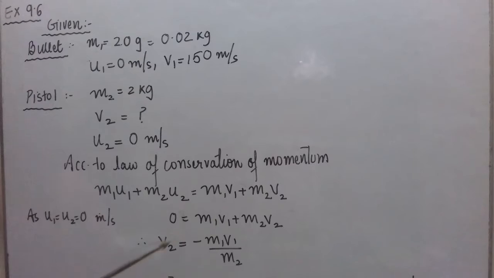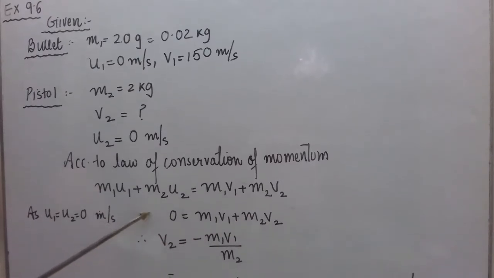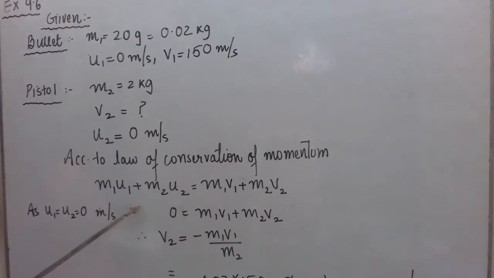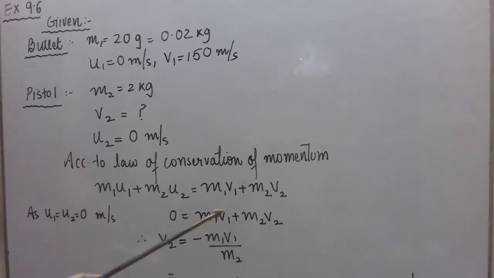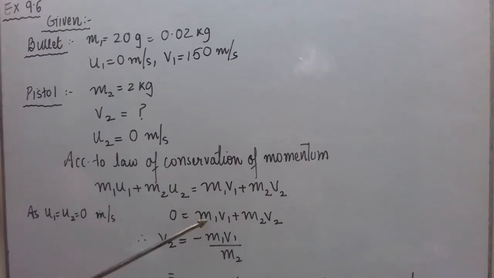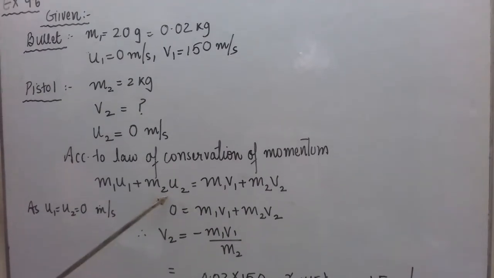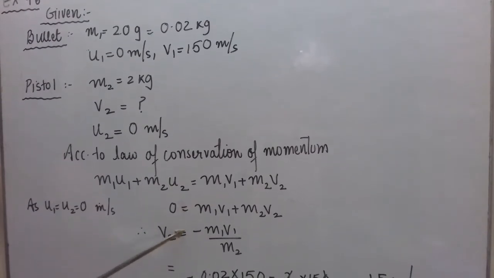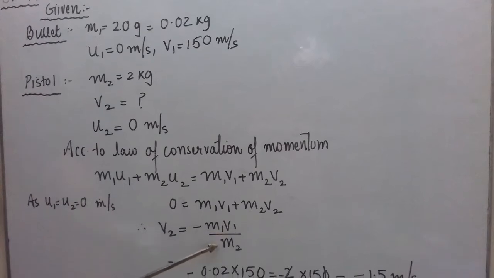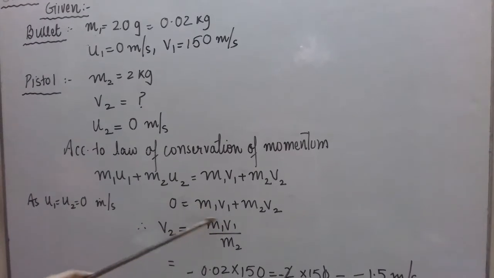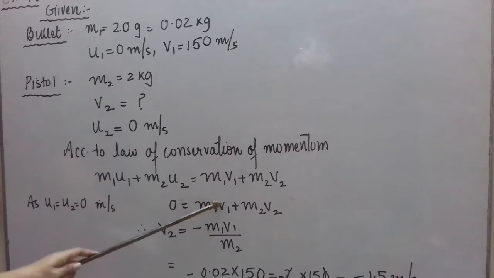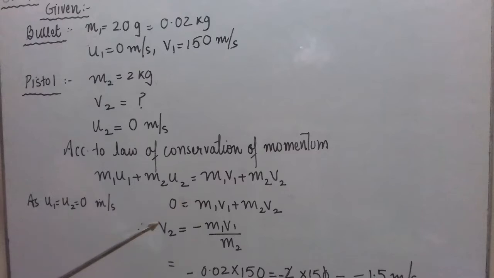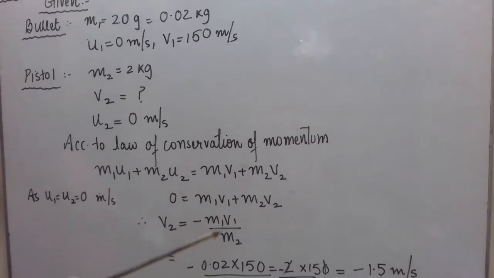So take M2 V2 on this side. So M2 V2 is equal to, when you take it to this side it will become minus. Or you can do one thing, from any of these two terms you can shift one term to the other side by making it negative. And finally you are going to get V2 is equal to minus M1 V1 upon M2. Because from this expression M1 V1 and M2 V2 are equal and opposite. So V2 is minus M1 V1 upon M2.